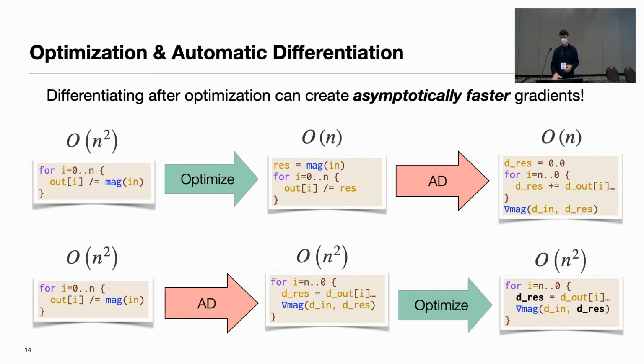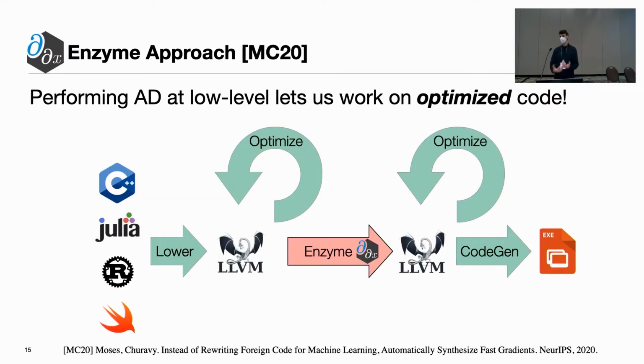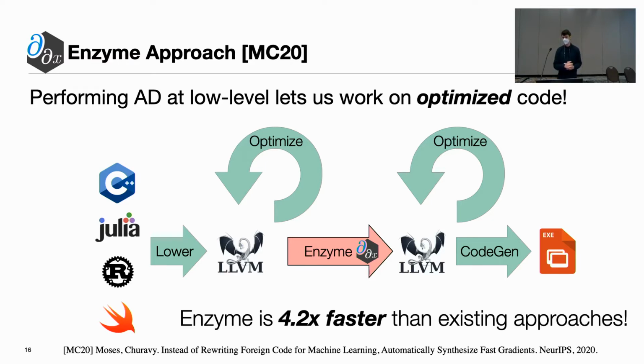In other words, if we're able to push differentiation after optimization, we can end up with asymptotically faster gradients. And this was explored in an earlier paper presented at NeurIPS using a tool called Enzyme, which implemented automatic differentiation inside the compiler, or inside LLVM. So this allows us to first take in any of these input codes, not even have a separate tool per code, but whatever your input is, then run optimization, then automatic differentiation, and we can do some extra optimization after the fact. And by pushing that down to the low level, we can get that goal of being able to work on optimized code. And in that paper, it demonstrated the ability to get a 4.2x speedup over existing approaches that had to do this the other way.